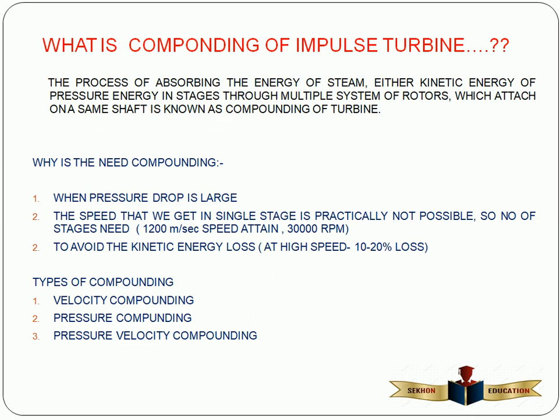Now the question comes, what is the need for compounding? For this I mention three points. First, when the pressure drop is very large, that means the steam entering the turbine is at very high pressure, and when we enter that high pressure steam into a nozzle, there is a high drop in pressure. But practically it is not possible to get such a high pressure drop in a single stage. That's why a multi-stage system, meaning compounding, is required.